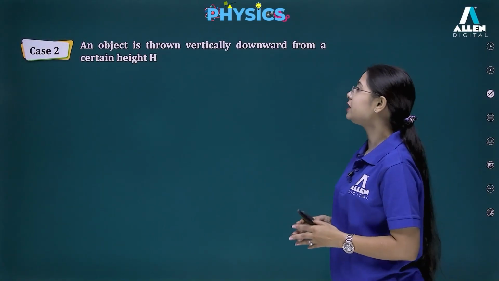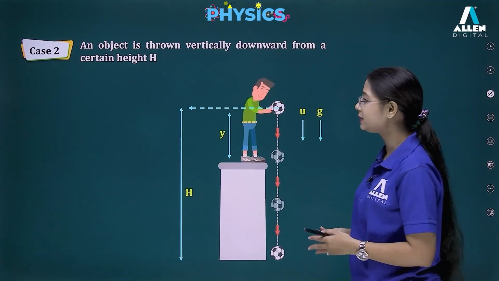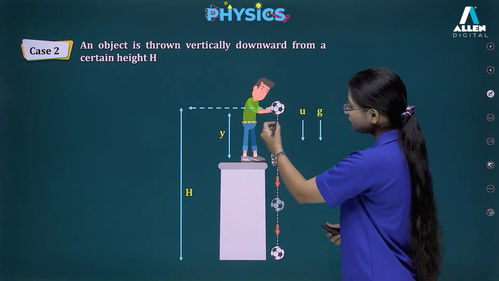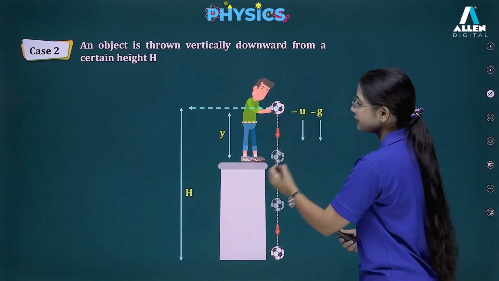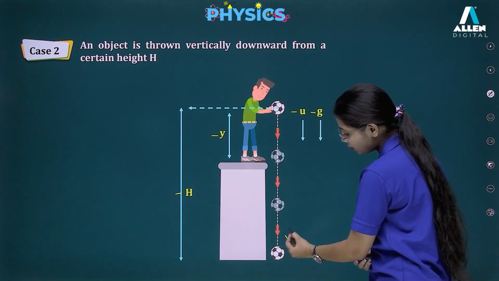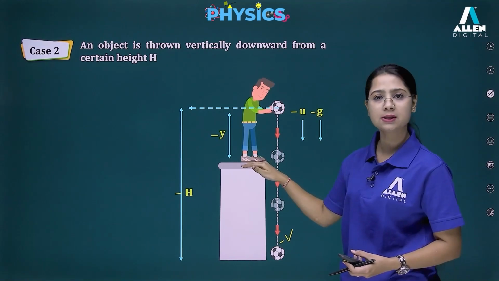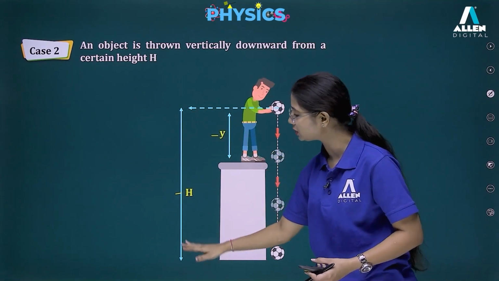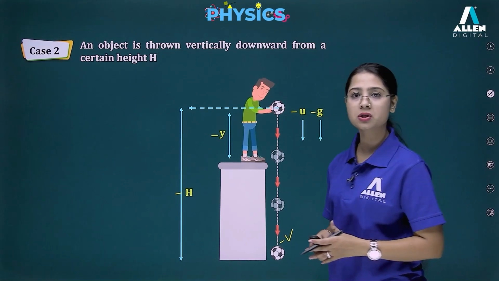So an object is thrown vertically downward from a certain height h. Let's take the object here. This is the object which is thrown from a certain height. So obviously u is negative, g is negative, y is negative, h is negative, okay. And here the final velocity will also be negative. Here this is y, which is a particular displacement, and this is the total displacement, or we can say total height. So can we find the first equation in this case?